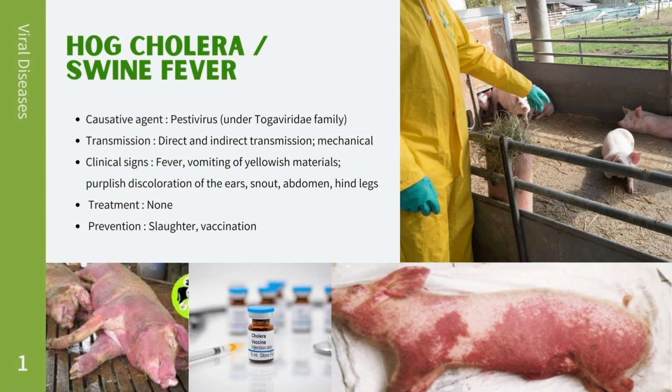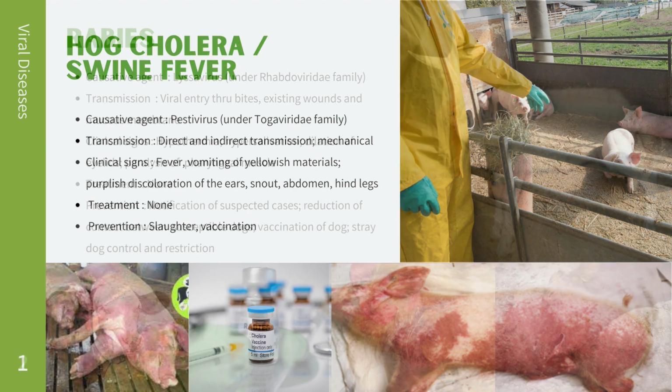First off is hog cholera or swine fever. The causative agent is pestivirus. It is being transmitted through direct and indirect transmission and also mechanical means. Clinical signs: fever, vomiting of yellowish materials, purplish discoloration of the ears, snout, abdomen, and hind legs. It has no treatment. Prevention, slaughter, and vaccination.